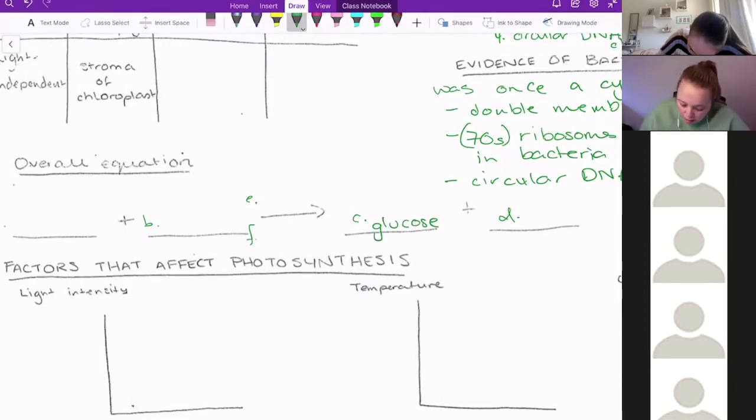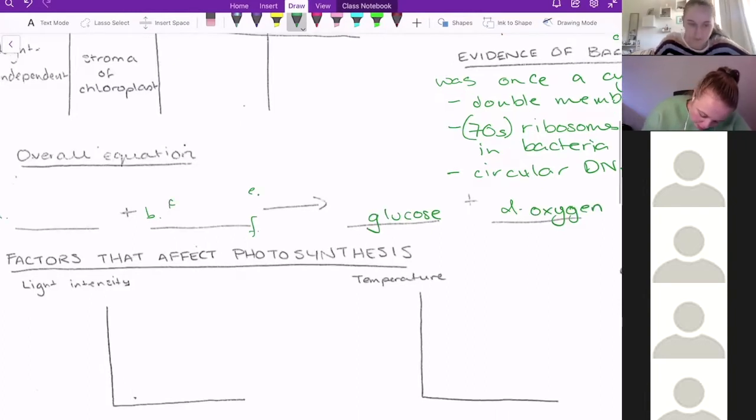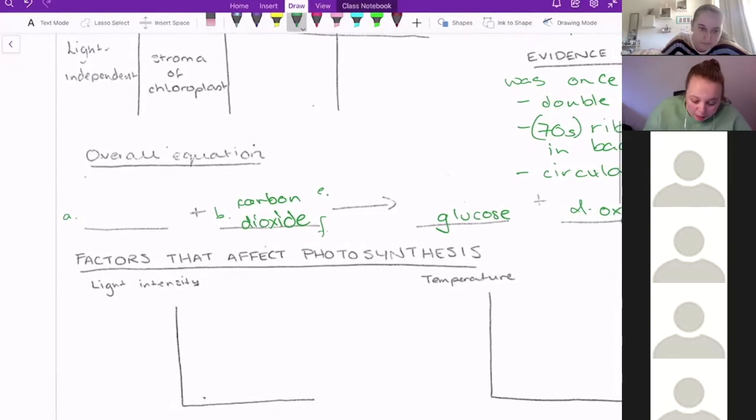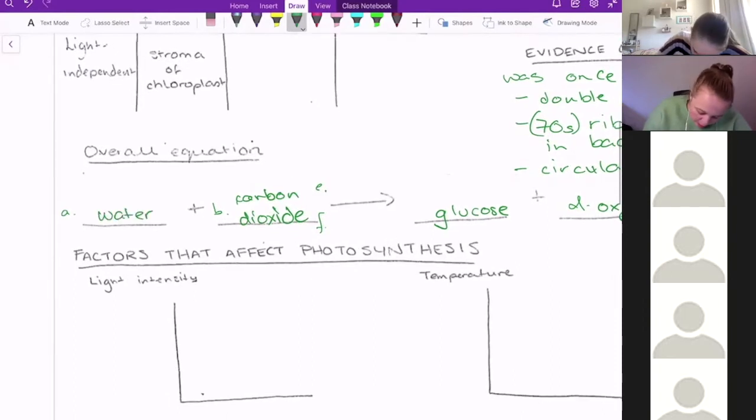But C is glucose. Ooh, that's annoying. You've got oxygen as D, carbon dioxide as B, and water as A. So I just need some stuff for E and F. E is light energy, and what would F be?